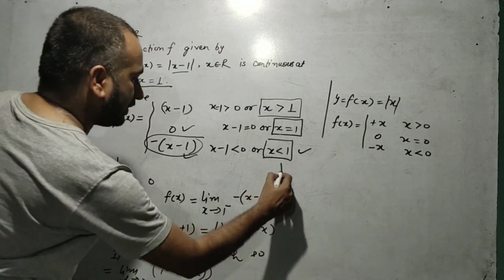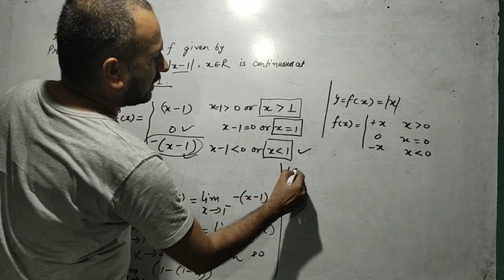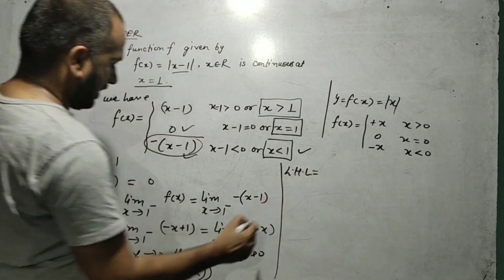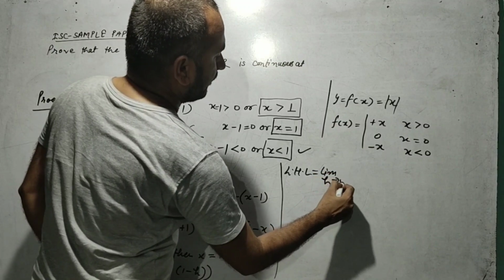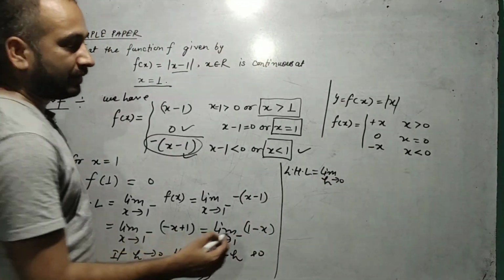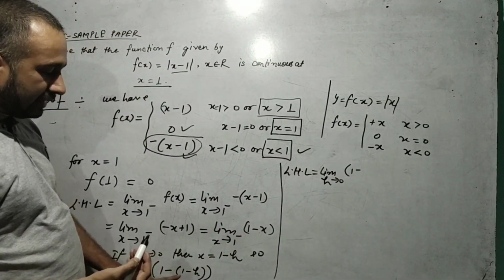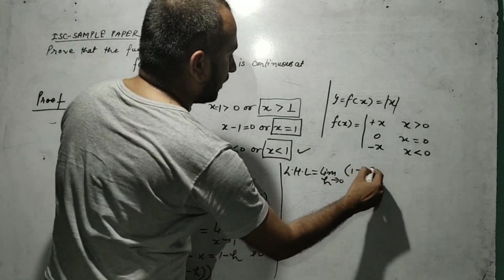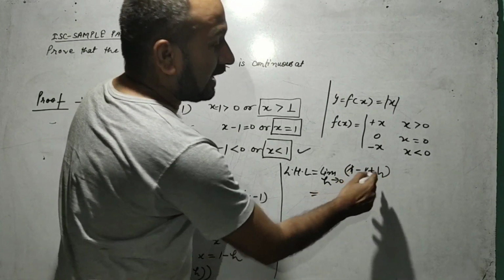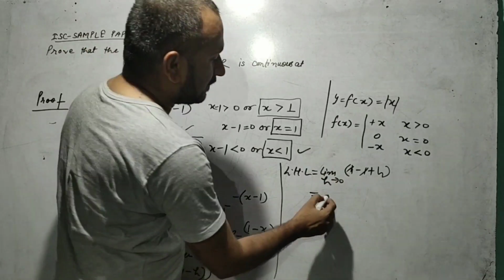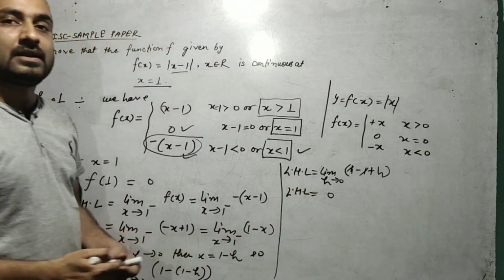So you see here, LHL is the limit as h tends to 0. Solve this portion: it will be 1 minus, now multiply the minus into the bracket, minus 1 plus h. So students, 1 will be cancelled out with the 1 and you are getting only h. Since h approaches 0, this will give you 0. LHL is 0. Is it clear, students?